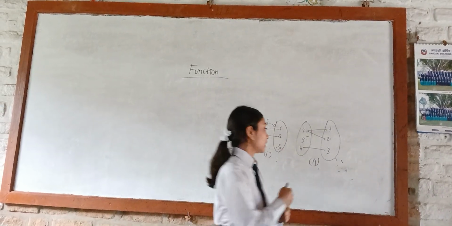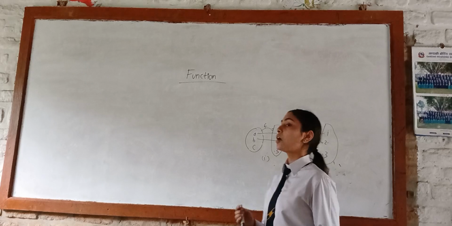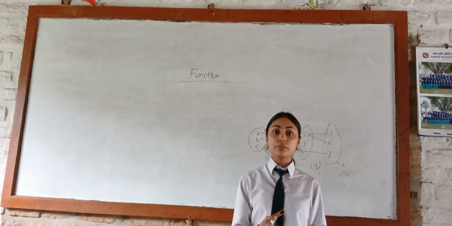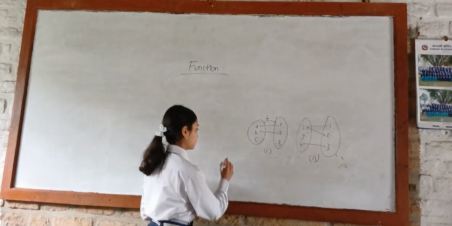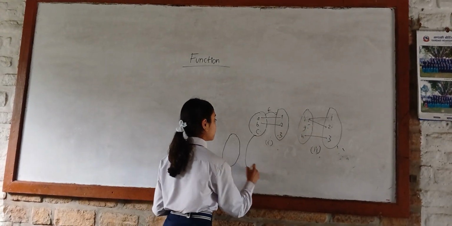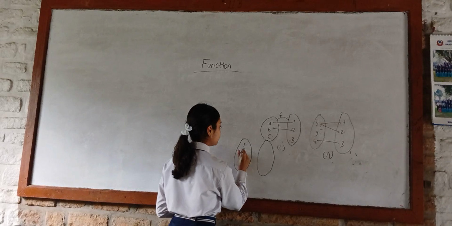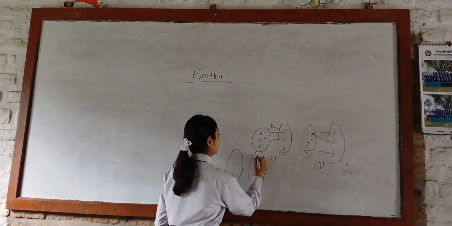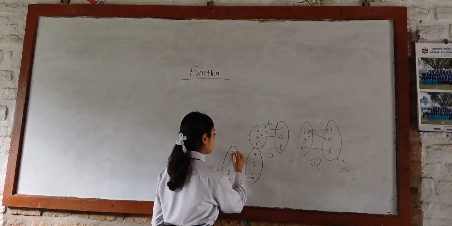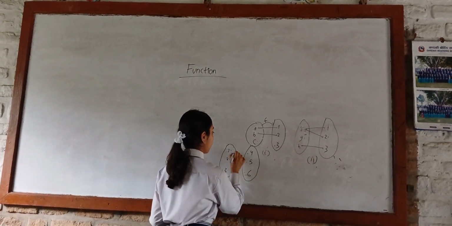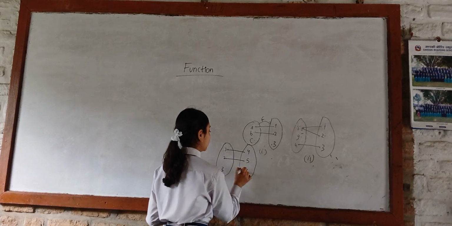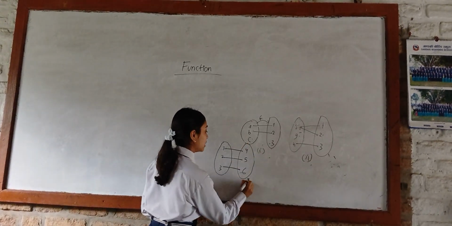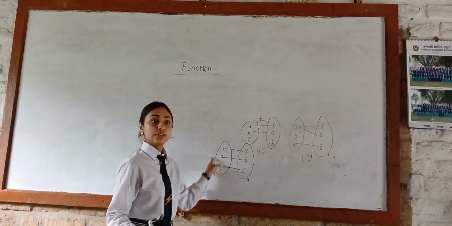A function is said to be an onto function if every element of set B has at least one preimage in set A. So here are examples of onto function. Here every element of set B has at least one preimage in set A, so it is called an onto function.